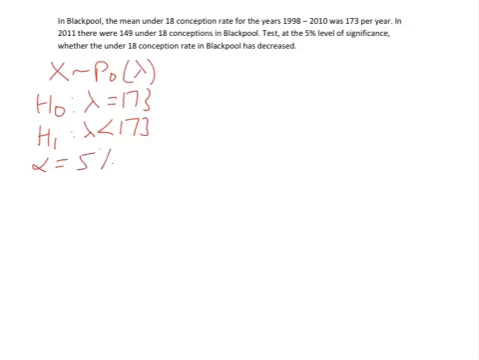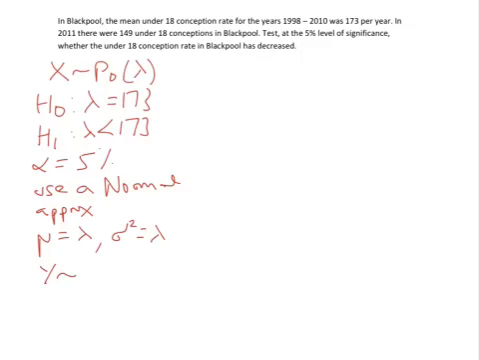Now we can't look up lambda is 173 in a Poisson distribution, the tables only go up to 10, and we could work out all the probabilities from 0 to 173, but it would take several years. So let's use a normal distribution, a normal approximation. So the mean is lambda, the variance is also lambda, so we've got a new variable Y which belongs to the normal distribution 173, 173.